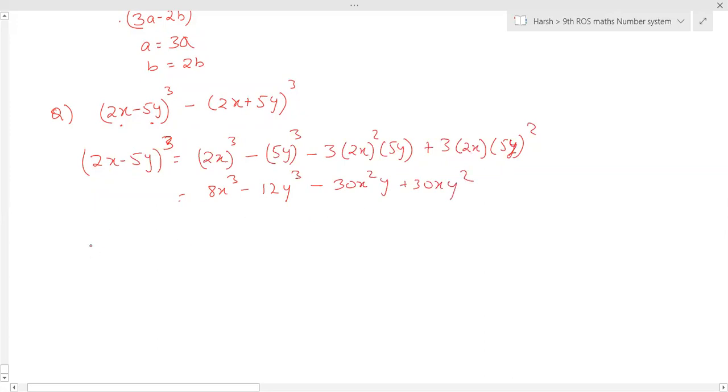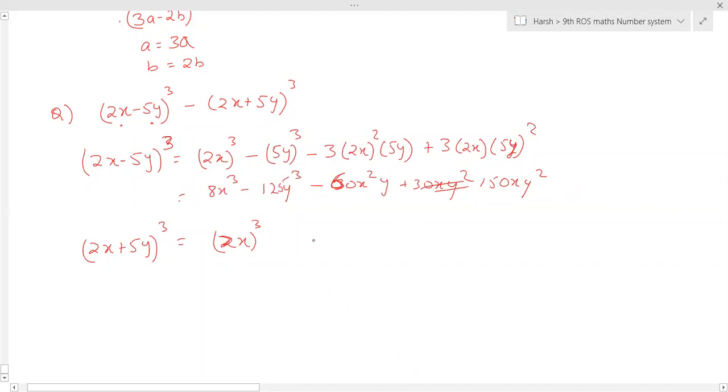You got this one. Now the second one, this you will do. Minus 60x square y, sir. 5 2s are 10, 10 into 3, 30. Oh, yeah, sorry. 2 squared is 4, 4 5s are 20, 20 into 3 is 60. Here it will be 5 5 is 25, 25 into 2 is 50, 50 into 3, 150xy square. Correct? Now, instead of 125y cube, you wrote 12y cube.